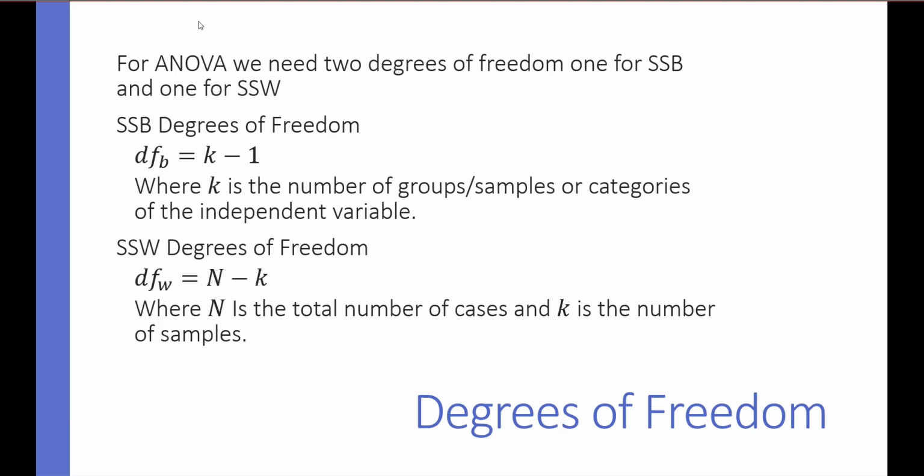For ANOVA, we need to calculate 2 degrees of freedom. One for the between sum of squares and one for the within sum of squares. The between sum of squares is calculated as follows: K minus 1, where K is the number of groups, categories of the independent variable. And within sum of squares, which is going to be equal to the total number of cases minus the number of categories or samples.